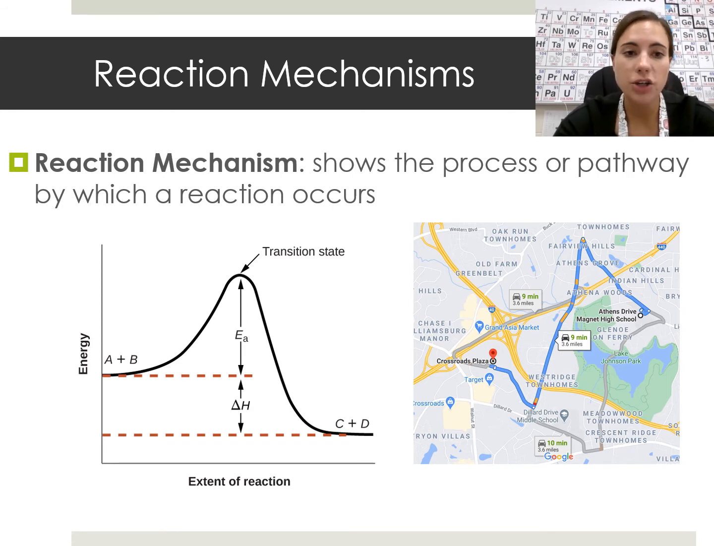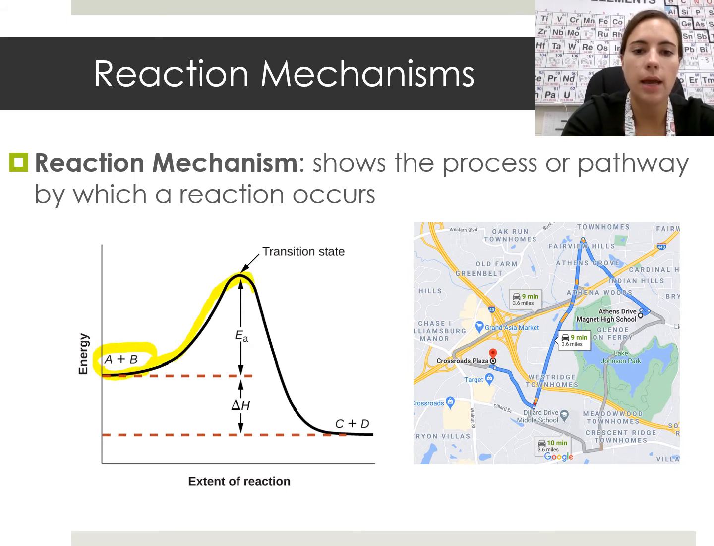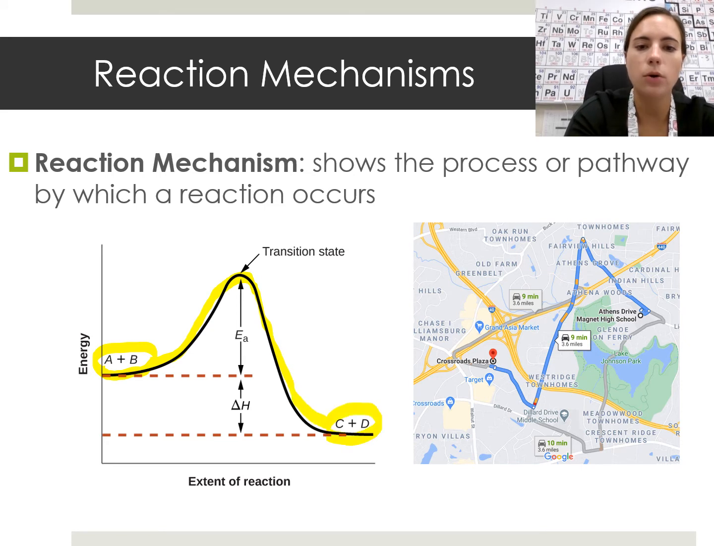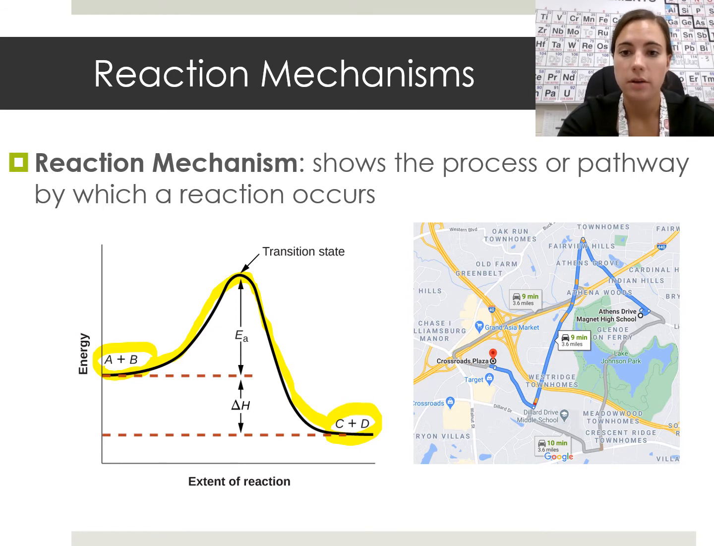A reaction mechanism talks about how we get from point A to point B. How do we get from the reactants to the products? I like to analogize this to directions. If you look at the map that I've given you, I mapped out the directions from Athens Drive to Crossroads Plaza. There's really 3 routes that you can take, and they're basically the same amount of time. You've probably driven at least one of these routes a bajillion times.